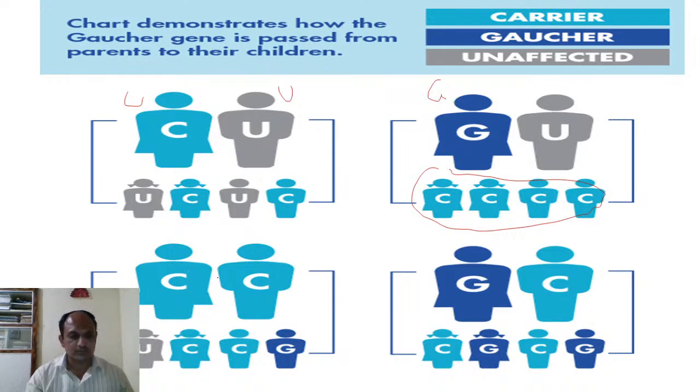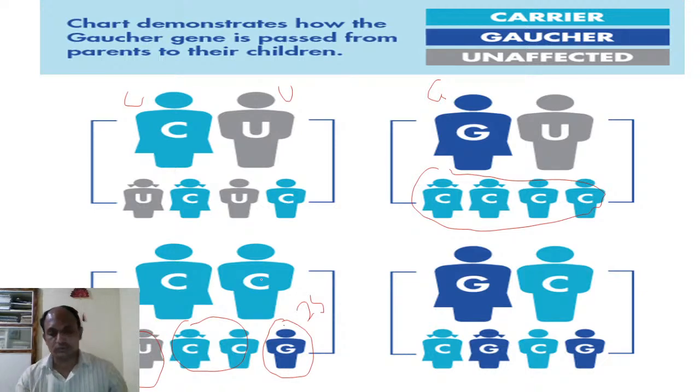If a marriage takes place between two carrier individuals for Gaucher disease, then in such a case one progeny will suffer from Gaucher disease. That is, we can say 25% of progenies will suffer from Gaucher disease, 50% of progenies will be carriers, and 25% will be unaffected here. So in this case the progenies will be like this.